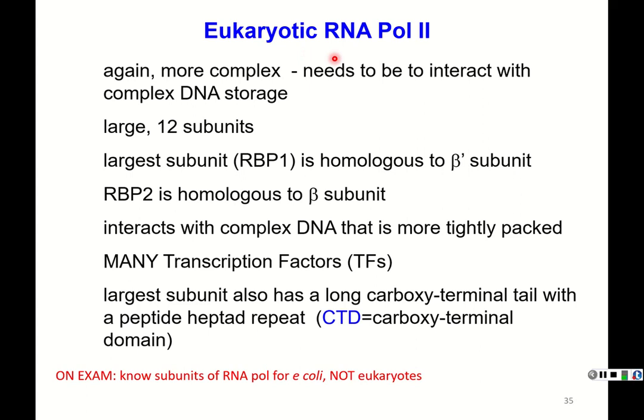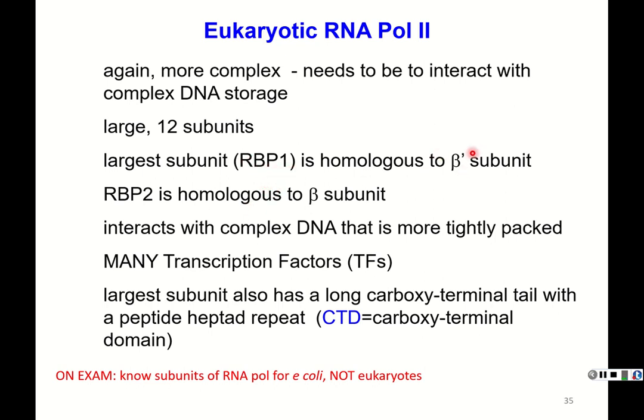If we look at eukaryotic RNA polymerase 2, the one responsible for making messenger RNA, it's again more complex than a prokaryotic RNA polymerase. And one of the reasons why is it needs to interact with a very complex DNA storage. Unlike prokaryotic cells, in eukaryotic cells, you have things like histones that need to be dealt with when you're transcribing the DNA. It's very large. It has 12 subunits. You won't really need to know them for the exam. You really just need to know for the exam the subunits of RNA polymerase for E. coli. But we'll go through some of these.